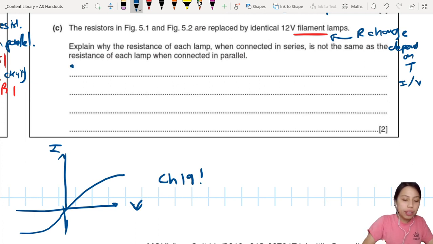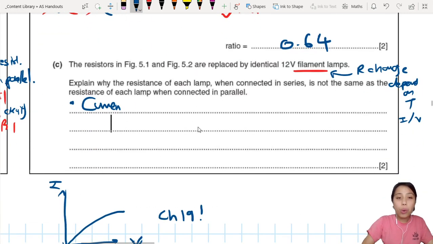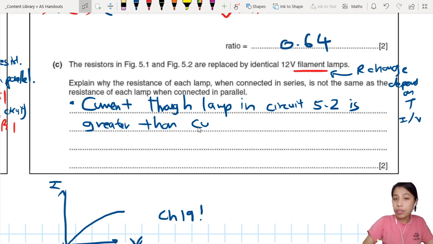So, how are you going to describe this thing? Well, you can say the current through each of them is different. So, we just say up here, current is 1.2 and then the other one is 1.5. So the current through each lamp is different. So the current through the lamp in circuit 5.2, or you can say parallel, is greater than the current through the lamp in series.